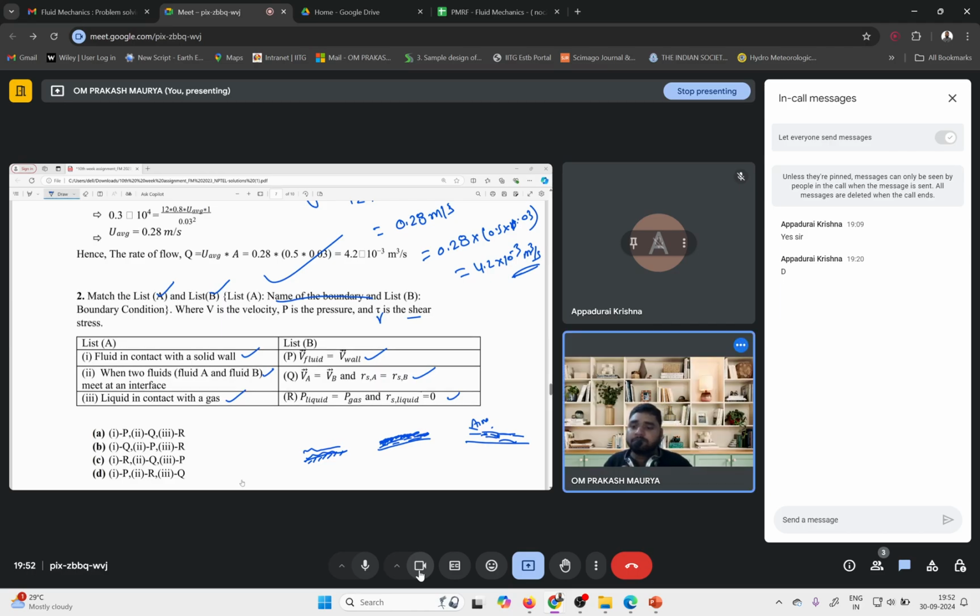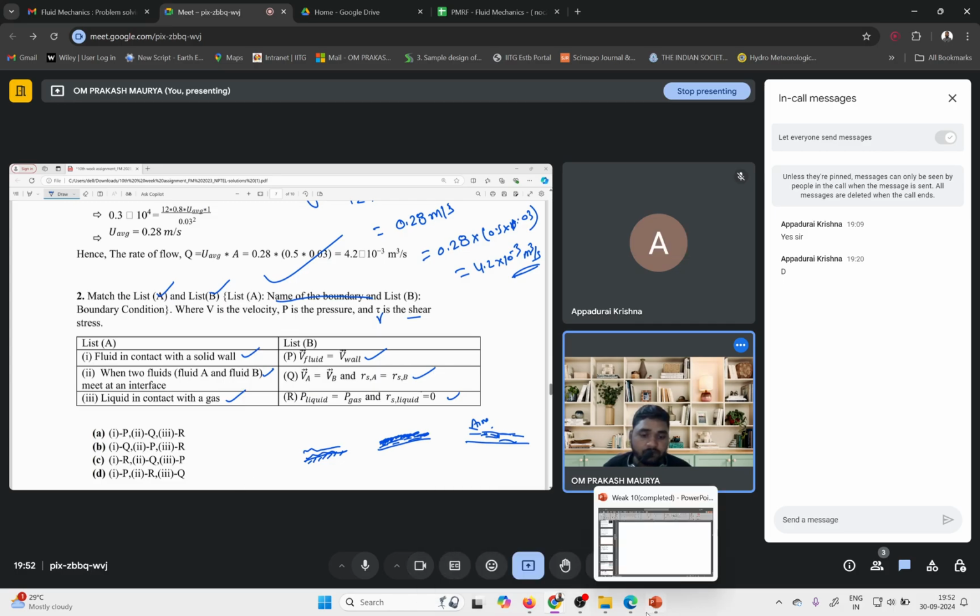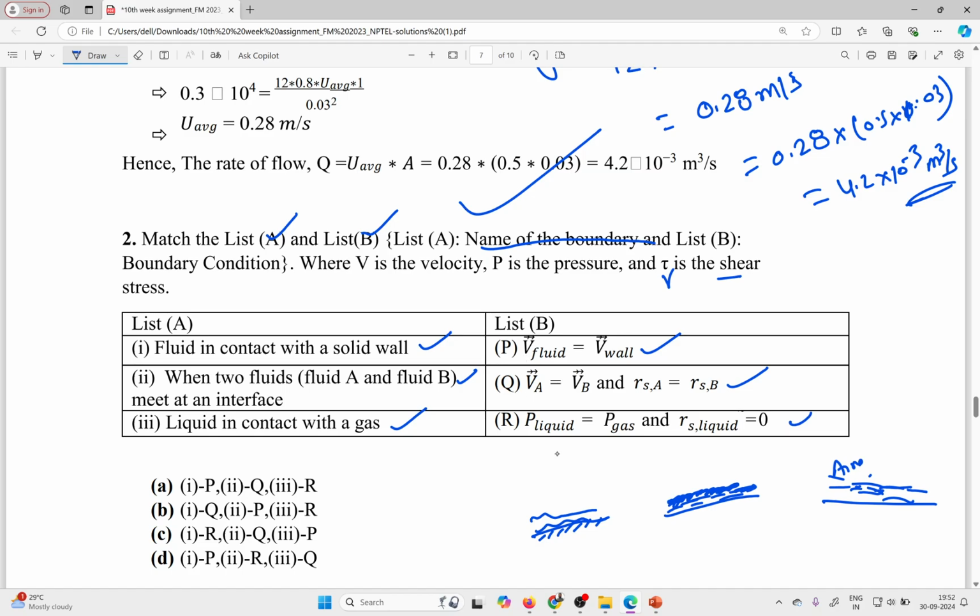Okay, let me discuss. So here we are talking about the first option A, this is your option 2, this is your option 3. Not option 3, this is the list. In list A, this is question 1, 2, 3. That is the fluid in contact with solid wall here, and when two fluids meet at an interface, that is fluid A here and fluid B here, and liquid in contact with the air, and this is the liquid.